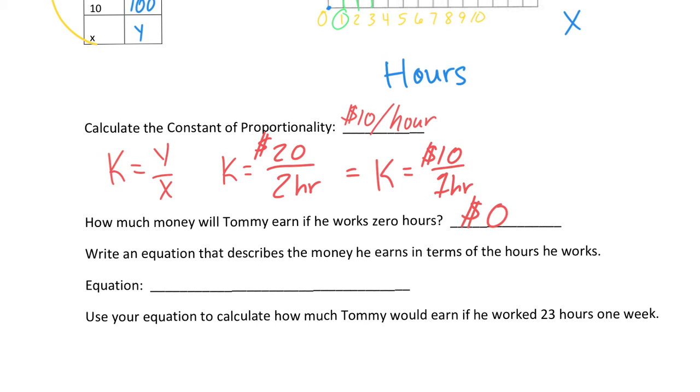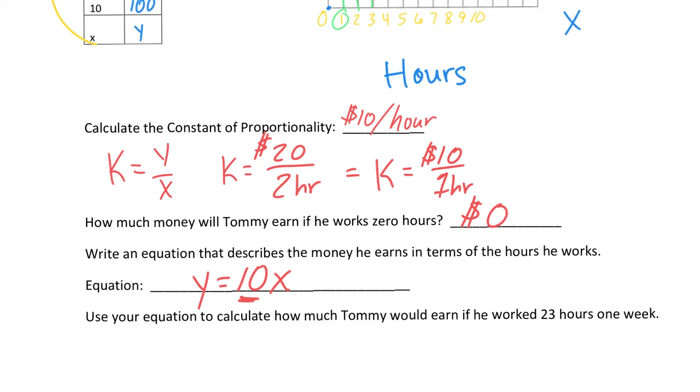Now, it says write an equation that describes the money he earns in terms of the hours he works. This is that y equals kx. But we know what k is. It's the unit rate, and the unit rate is $10. We don't know x right now. We're going to use this equation now to answer the last problem. All of them will have a different k, but this k in our problem is 10.